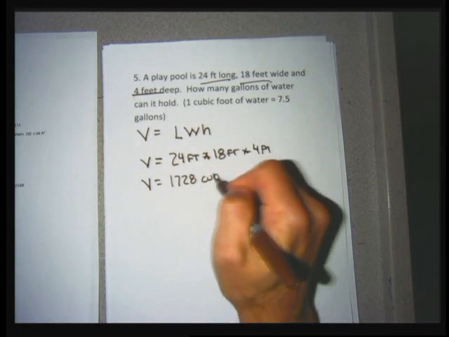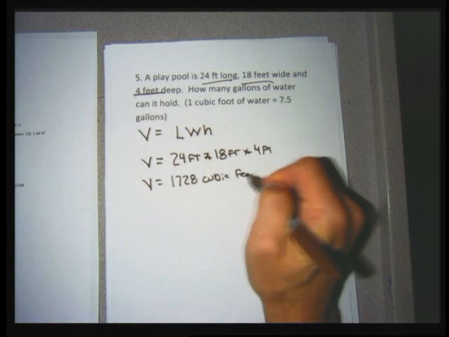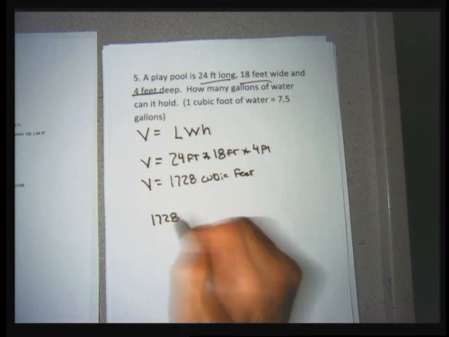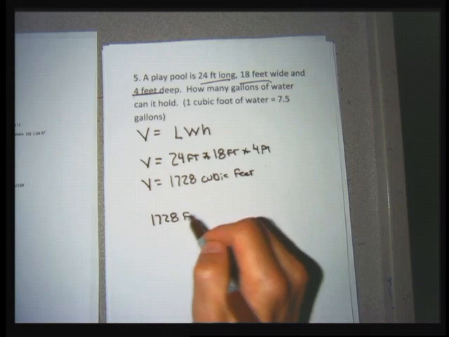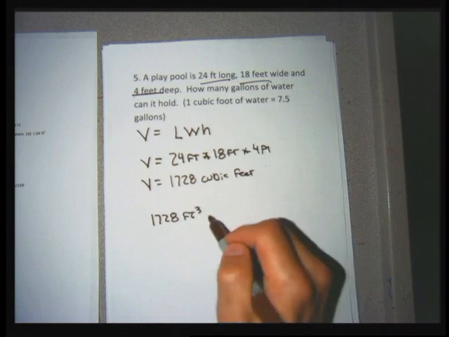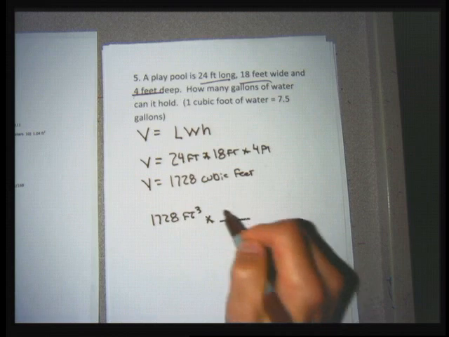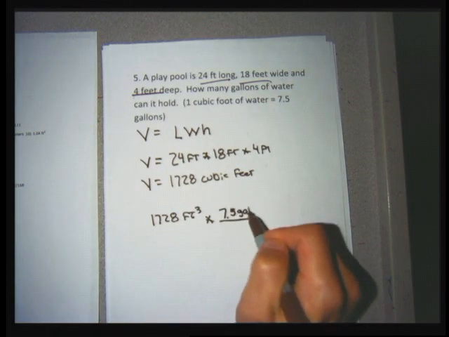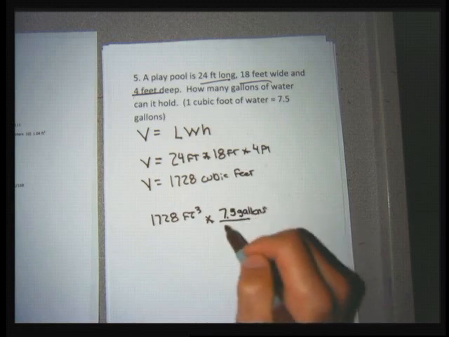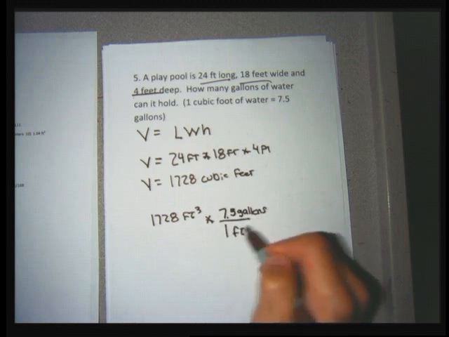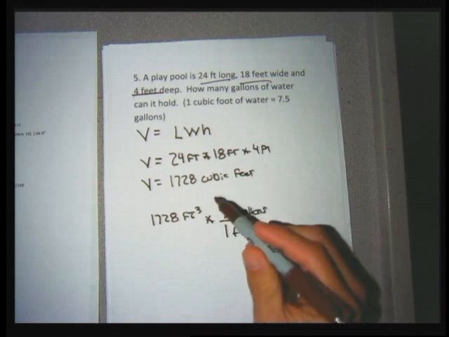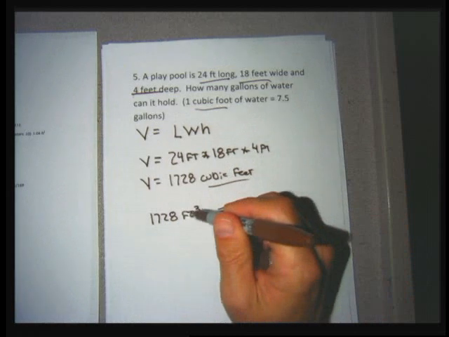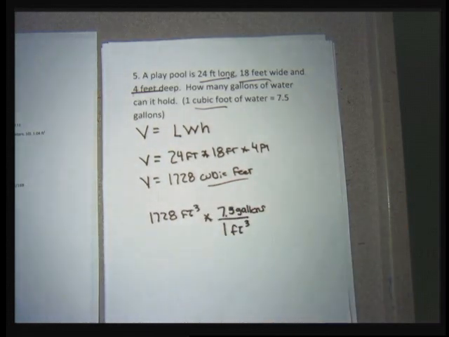Now I can use the unit that I have. The unit that I have says that 1 cubic foot of water is 7.5 gallons. So now I'm going to multiply by a fraction. The numerator is going to be the unit I want to get out. I want to get out gallons. The denominator is going to be the unit that I have. And I did a little slickness. Instead of writing cubic feet or cubic foot, I wrote a FT with a cube. That's the same thing as cubic feet.